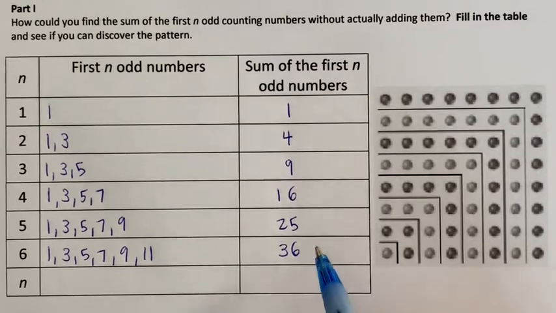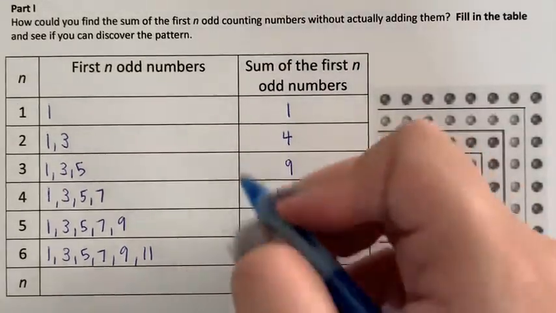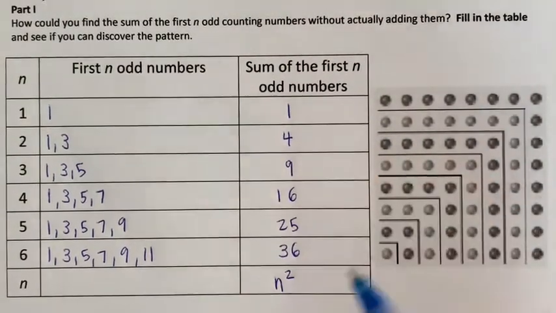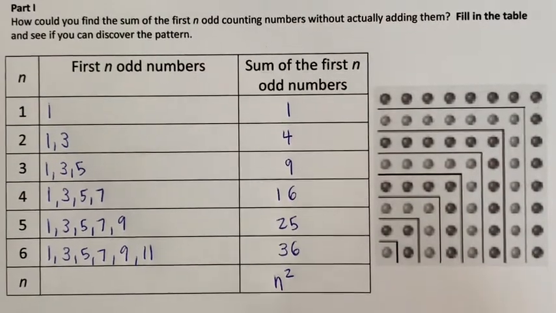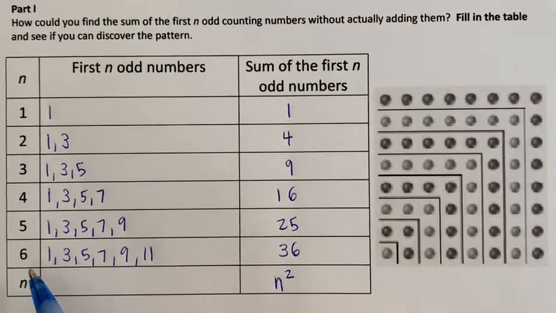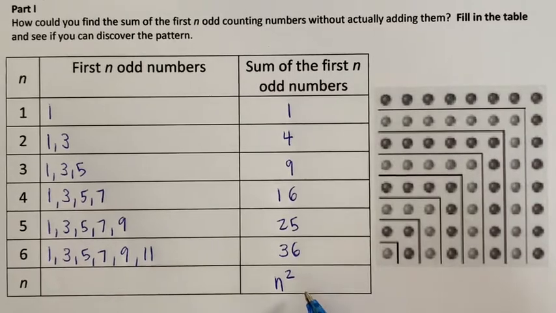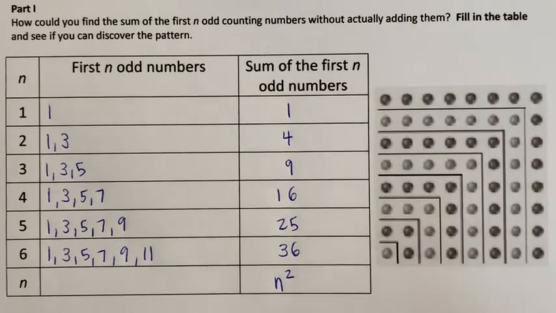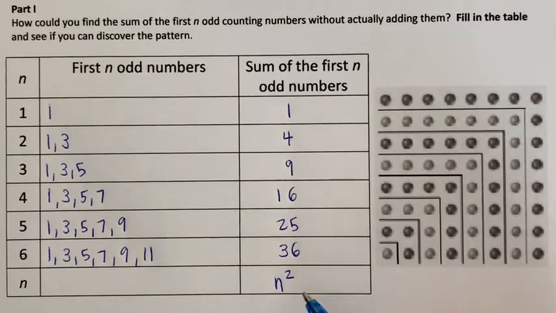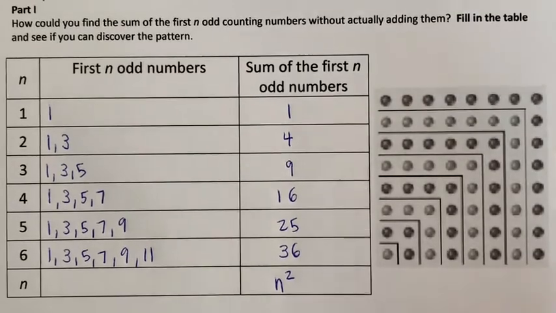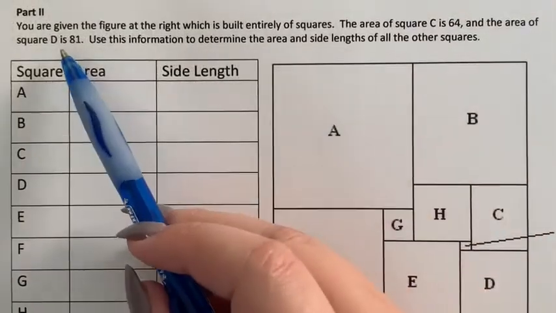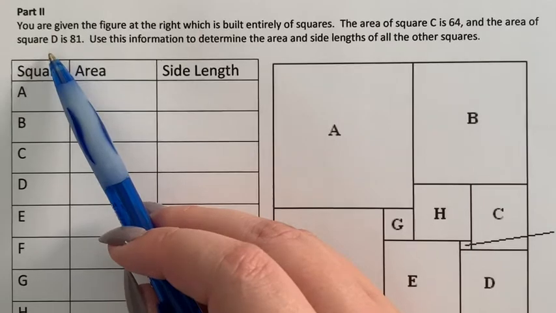So that's our pattern. We're doing n squared, or n times n. So our rule here for the pattern is n squared. However many odd numbers we're looking at, we're going to square that, and then that would be our sum of the first n odd numbers. So here's our first pattern that we were able to come up with. And we came up with this again by filling in our table and using some critical thinking skills to try to catch the pattern.